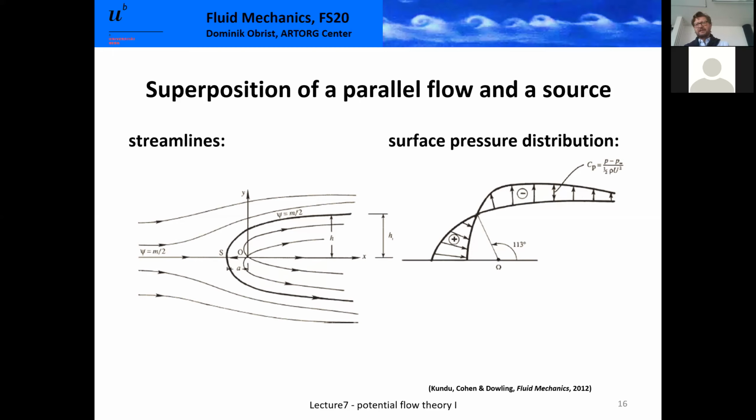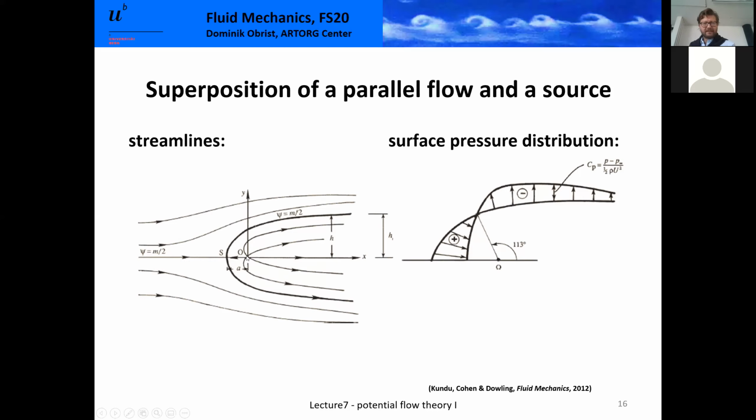What this picture shows is what happens if we take the fundamental solution for a parallel flow and add to it the fundamental solution for a source. So the source is located in the center at the origin here, and it creates velocities that are coming out at a certain strength m. The parallel flow is coming from left to right. And if we take the streamline here on the x-axis, coming from the left, we have the parallel flow with a constant velocity u.